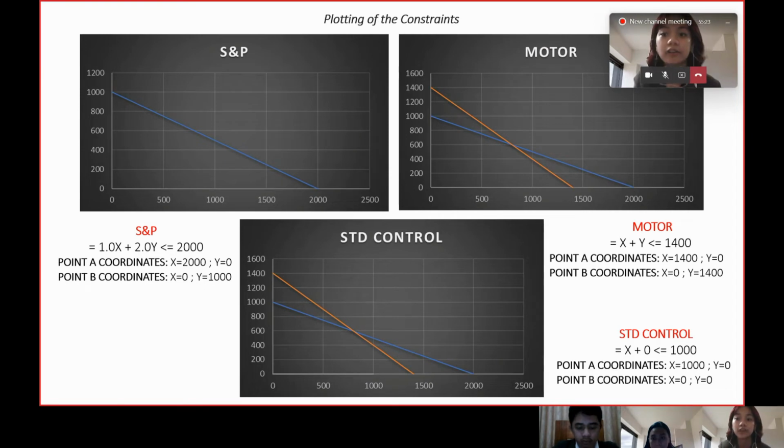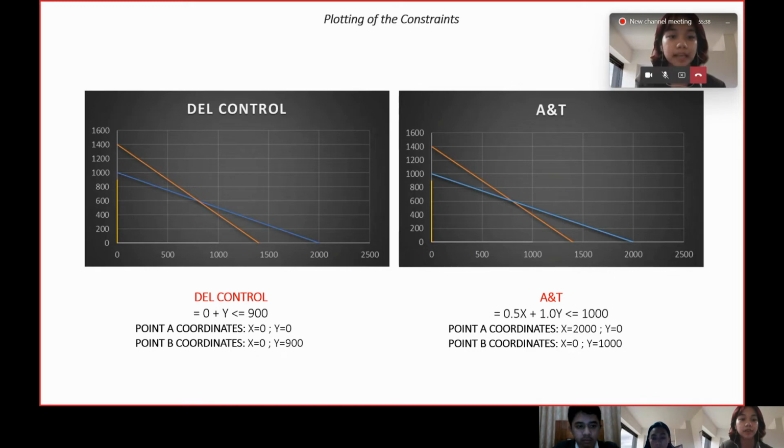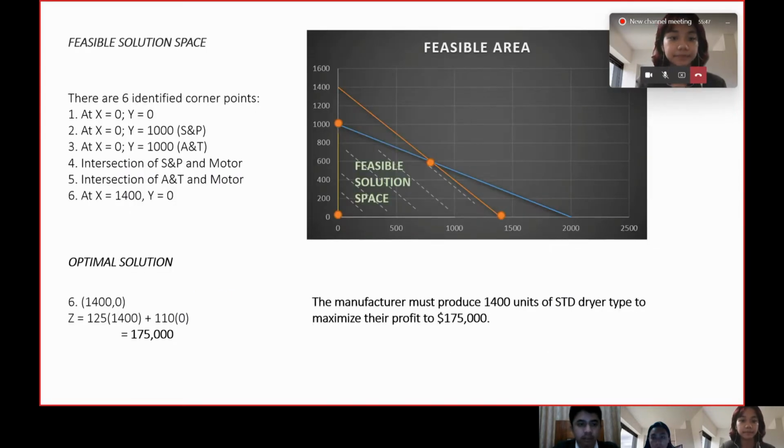Here are the graphs for the coordinates of the constraints. So here we have our constraints. The first is the SNP, the second is the motor, and the STD control graphs. Next slide. The fourth one is for the DEL control, and the last one is the ANP coordinates. Next slide. So the final graph will look like this, given all the constraints are plotted in it.